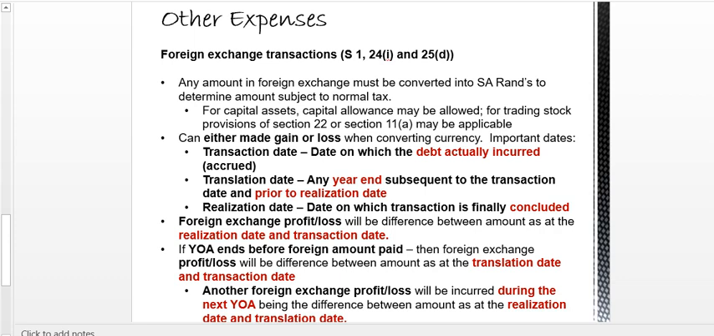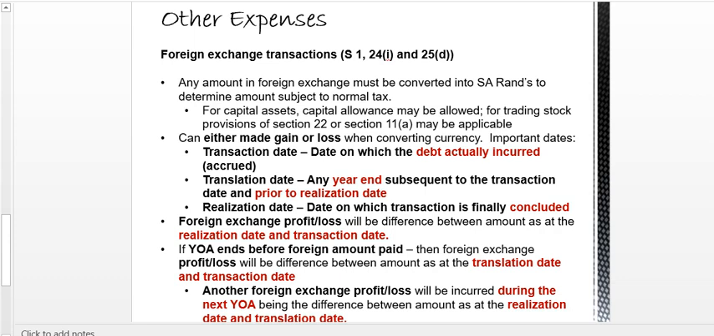According to the Tax Act, any items you buy from overseas or in foreign currency, you need to convert to South African rands. And when you convert it to South African rands, you can either make a gain or a loss. Some important dates before we go into this: firstly, your transaction date. That's the date on which the debt was actually incurred, when you commence this transaction. Your translation date is any year end subsequent to the transaction date and prior to the realization date.